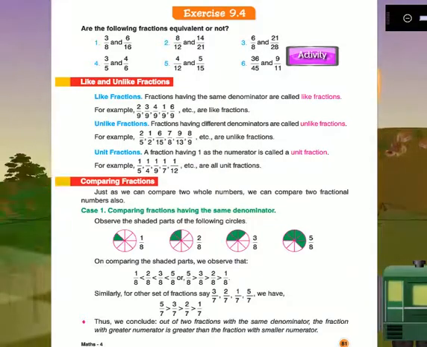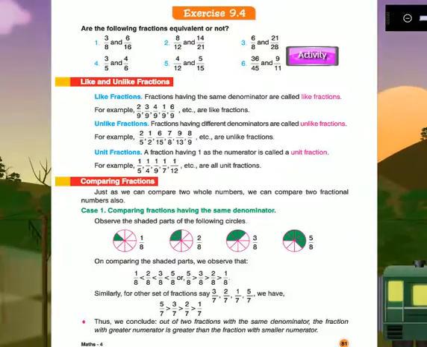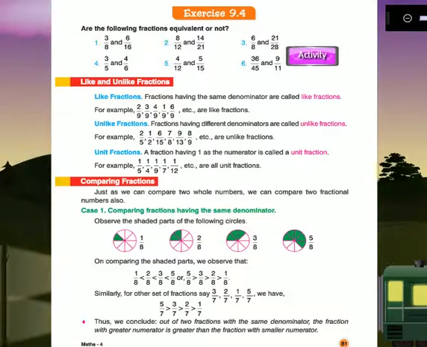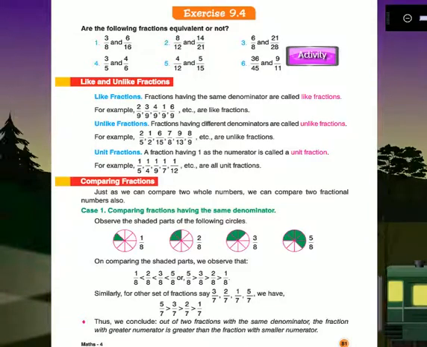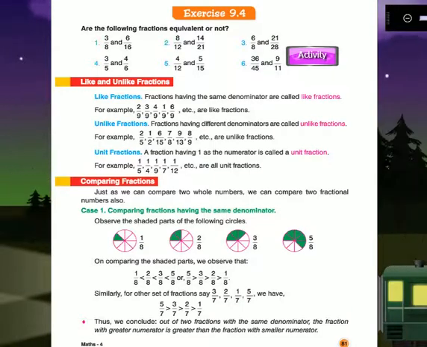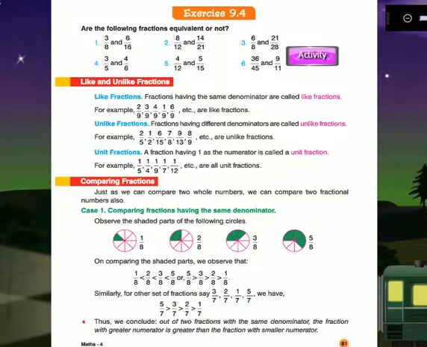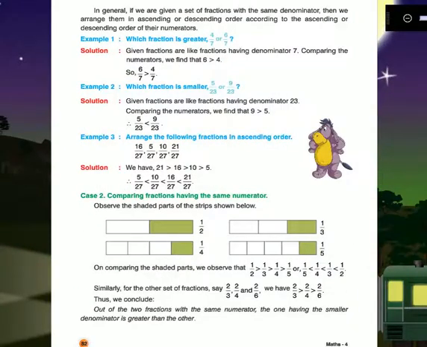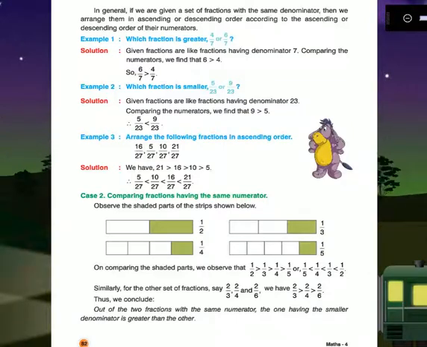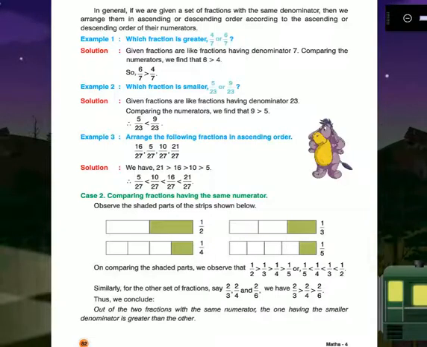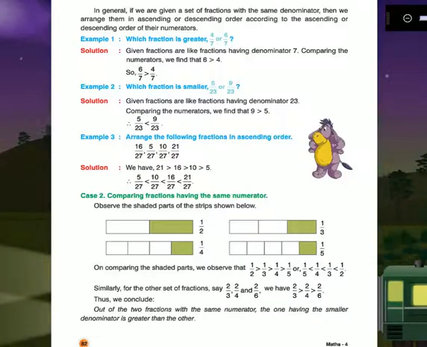Similarly, for another set of fractions, say 3 by 7, 2 by 7, 1 by 7, 5 by 7, we have 5 by 7 is greater than 3 by 7, which is greater than 2 by 7, that is greater than 1 by 7. Thus we conclude, out of two fractions with the same denominator, the fraction with greater numerator is greater than the fraction with smaller numerator. In general, if we are given a set of fractions with the same denominator, then we arrange them in ascending or descending order according to the ascending or descending order of their numerators.